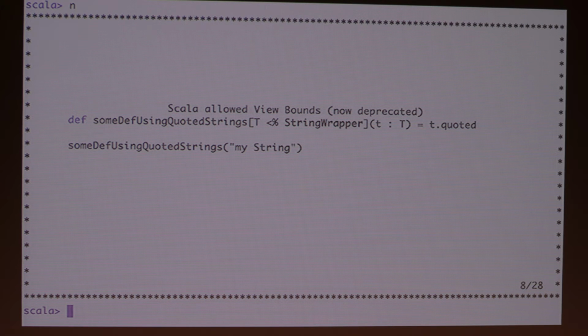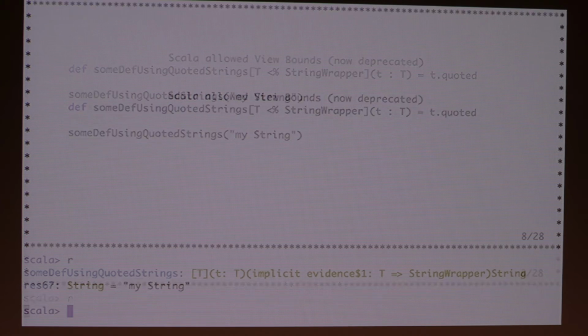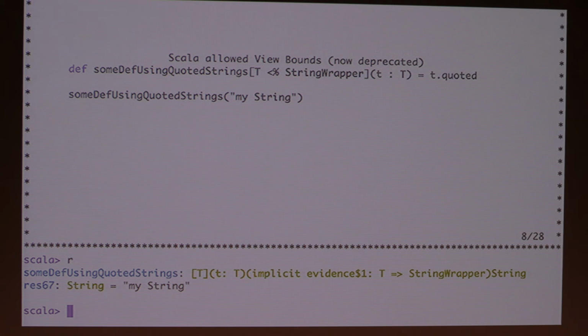View bounds, yes. So we see this operator here, less than percentage. So T <% StringWrapper. This is actually deprecated by now, but you might see it in code, so that's why I put it on here. So what this means is that you can call this method, but only if there is an implicit view available from type T to type StringWrapper. So if we try to run it with a string, it will work because we previously defined this implicit def.